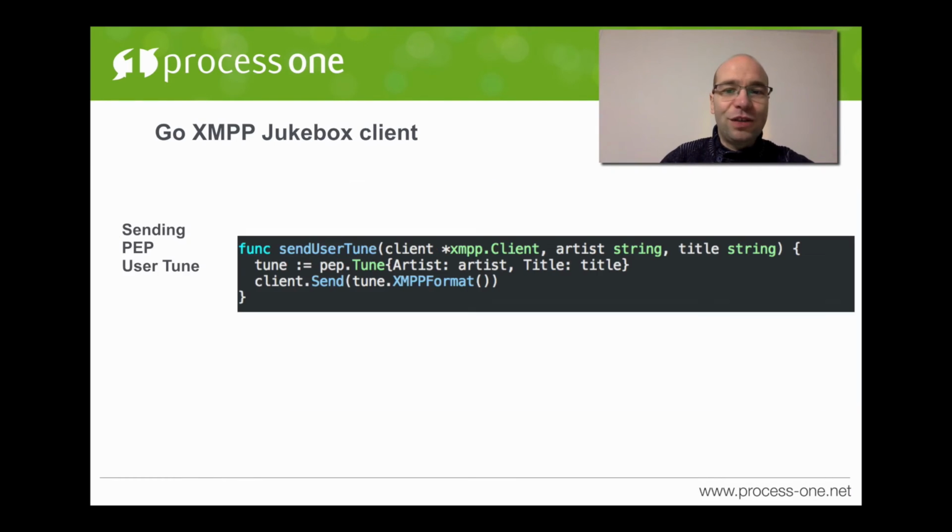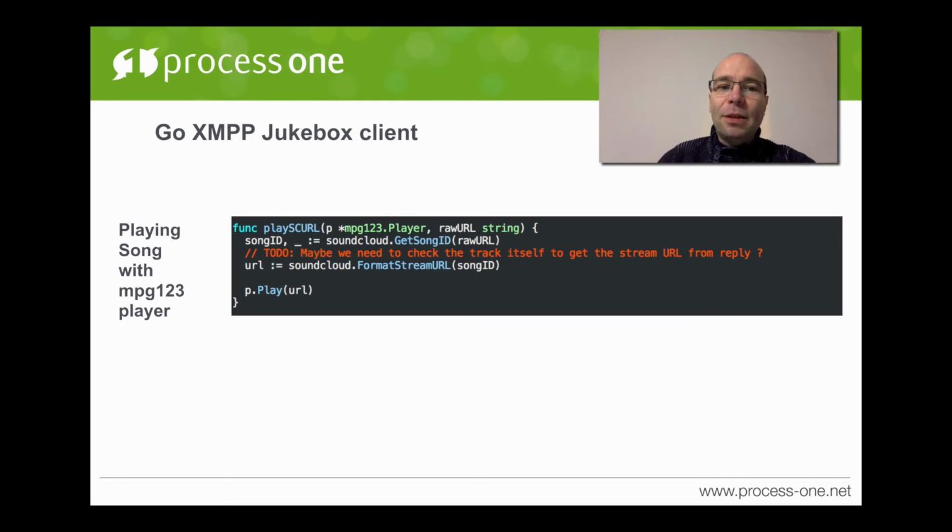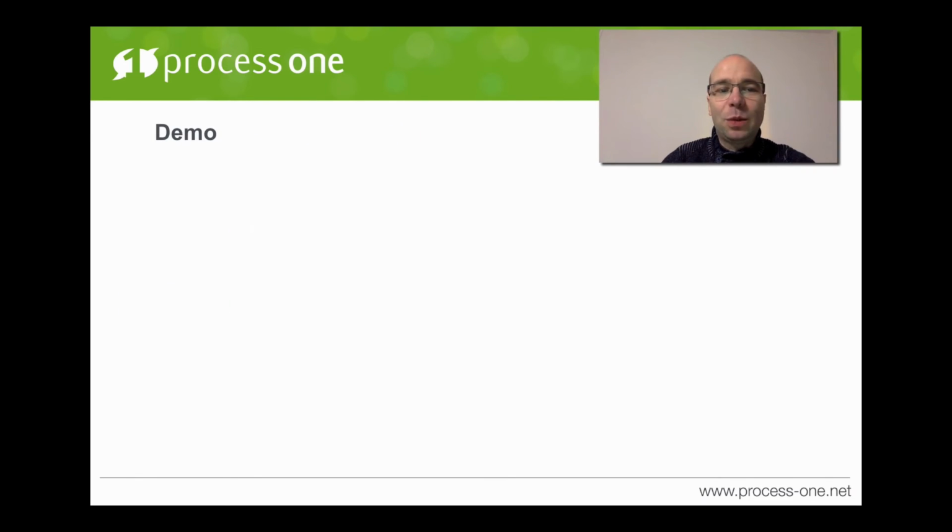So as you see, this is very easy. Process message, process IQ, very, very short code. Send user tune, this is very easy as well. You create a PEP tune structure with artist and title, and you send it in XMPP format on the client. The play SoundCloud URL, this is very easy with my library. You get the song ID, and you format the song stream URL based on that song ID, and then you play that stream on the player. The MPG123 player, very, very easy as well.